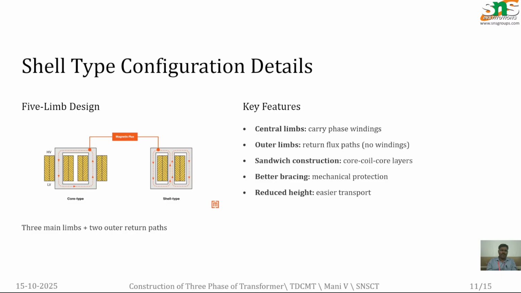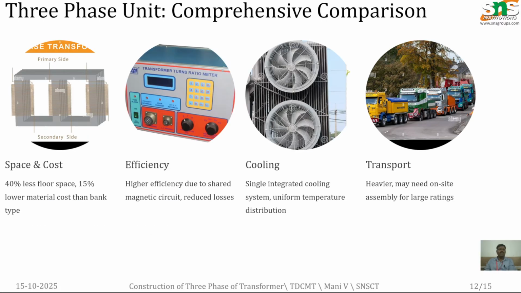So it has a five limb design in total. In the center limb we are carrying the windings, both primary and secondary, and the outer limbs are used for returning the flux linkages. Compared to that, here the weight can be reduced. So this is a comprehensive comparison of the three-phase unit. Space requirement is very low, efficiency is very high, and we are providing better cooling, but the transportation is heavier. So this is the comparison between the bank type and the three-phase unit.